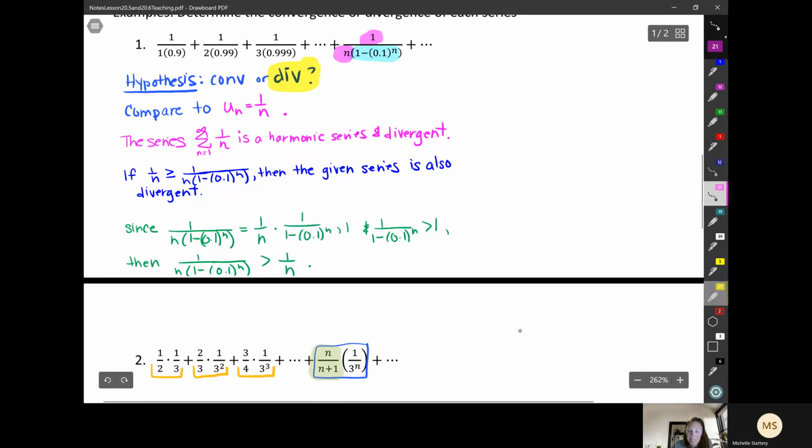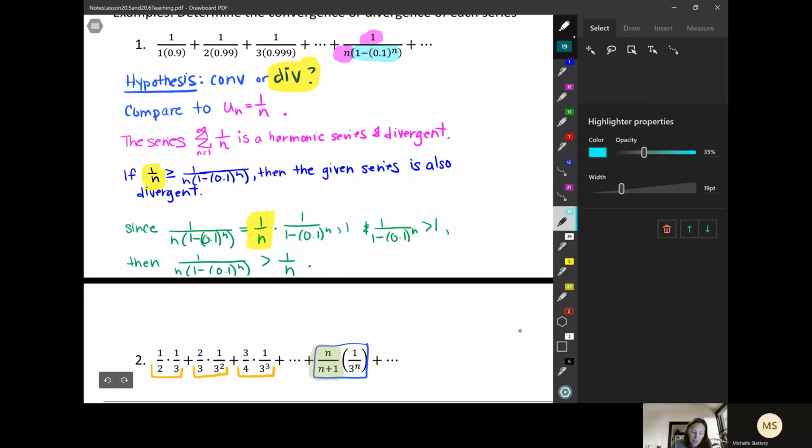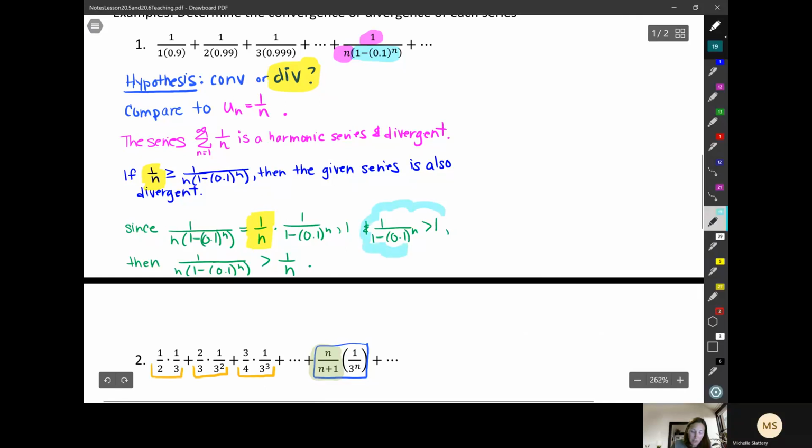Okay, and I did that because then I have this 1 over n here that's going to be able to match up with this left-hand side of my inequality. And what else do I know? What else I know is that 1 over 1 minus 0.1 to the n is always going to be greater than 1. Right? Because I have 1 divided by a number smaller than 1. So I'm breaking it down into little parts.